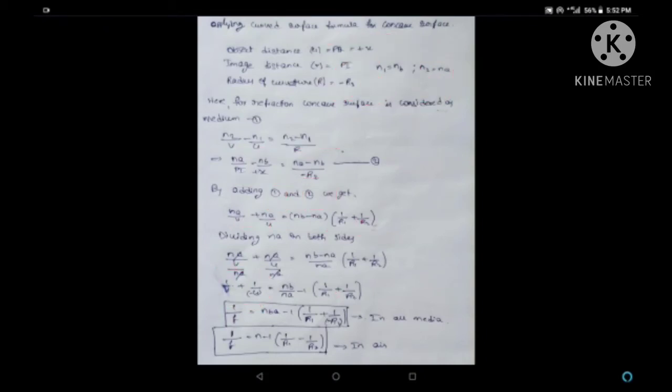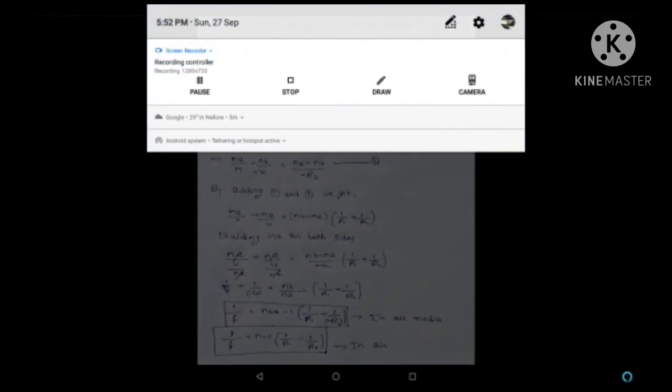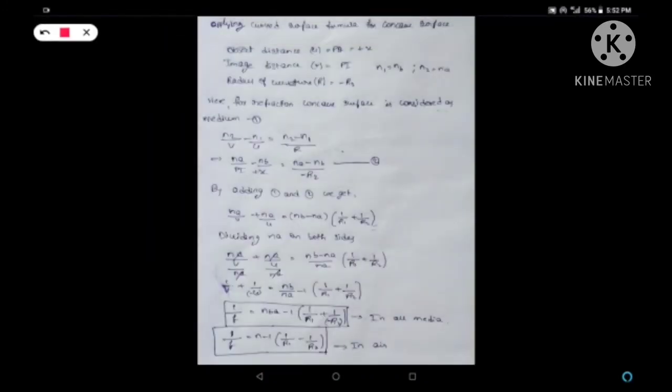Now 1 by v minus 1 by u is the 1 by f of the lens formula. So instead of 1 by v minus 1 by u, I substitute the value of 1 by f. So 1 by f is equal to Nb by Na minus 1 into 1 by R1 plus 1 by minus R2. By solving this we get 1 by f is equal to n minus 1 into 1 by R1 minus 1 by R2.